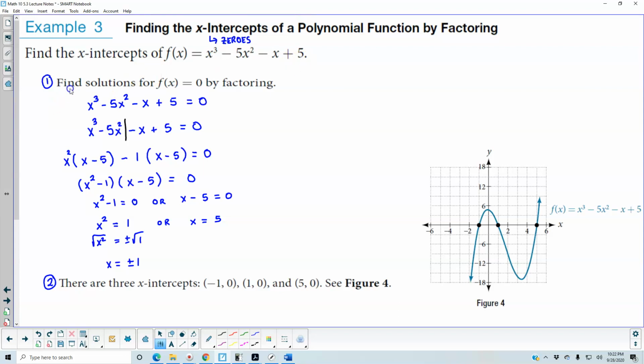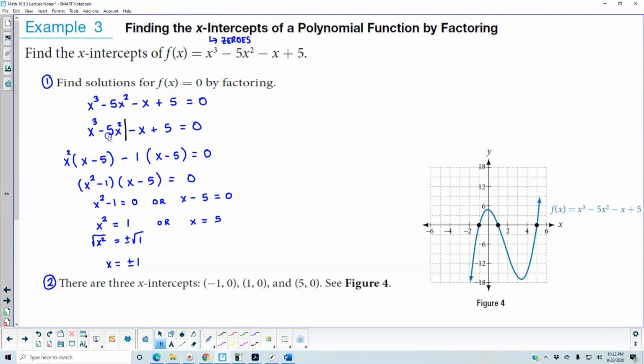Well, in step 1, we're going to find solutions and set the function equal to 0 by factoring. So since we have 4 terms, we need to find out if we can factor or not. 4 terms, we're going to use the method by grouping. So we're going to group the first 2 terms together. So this line is grouping those first 2 terms together and these 2 terms together. And we're setting it equal to 0.